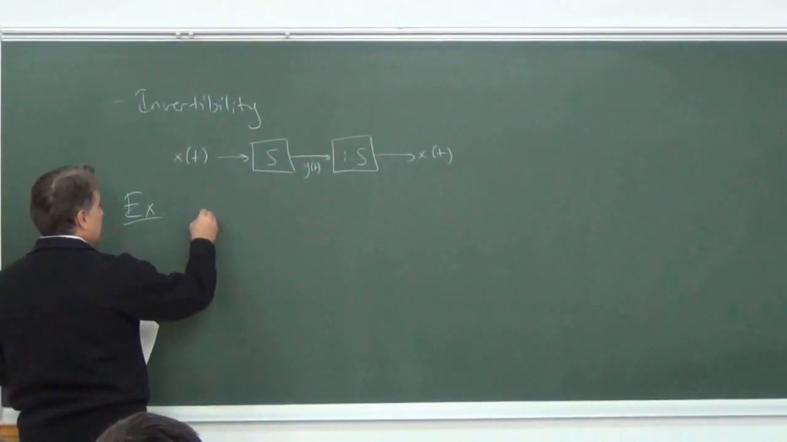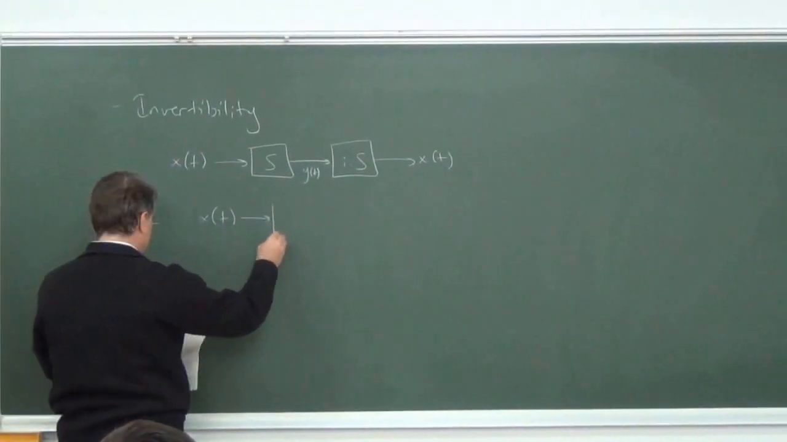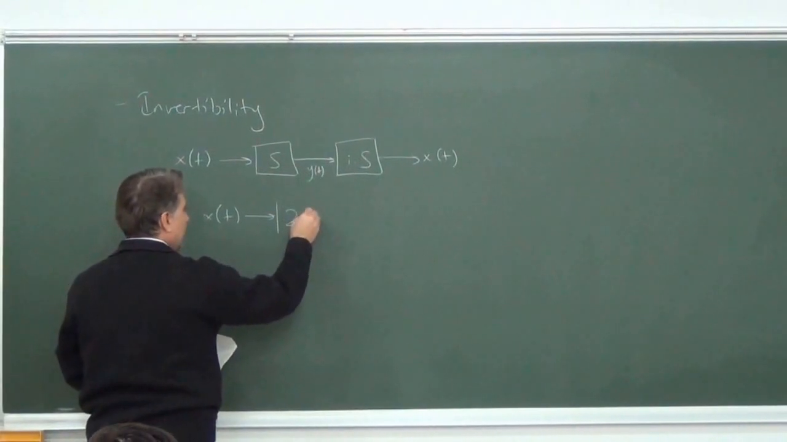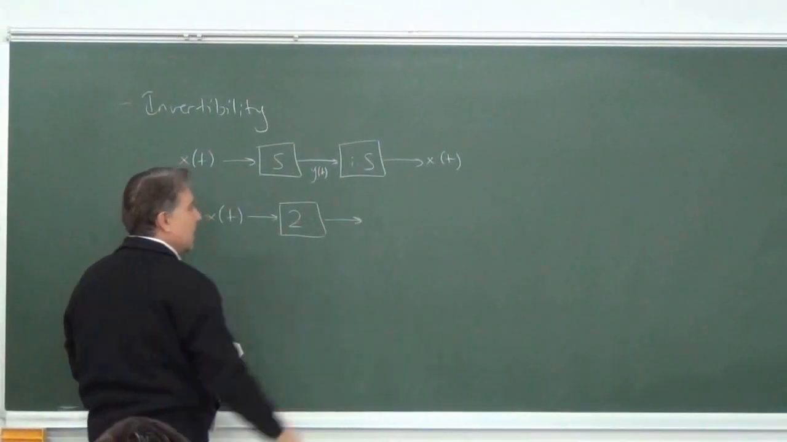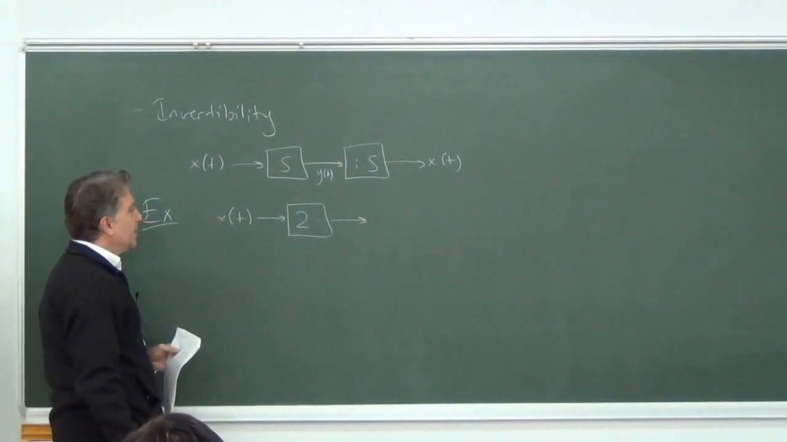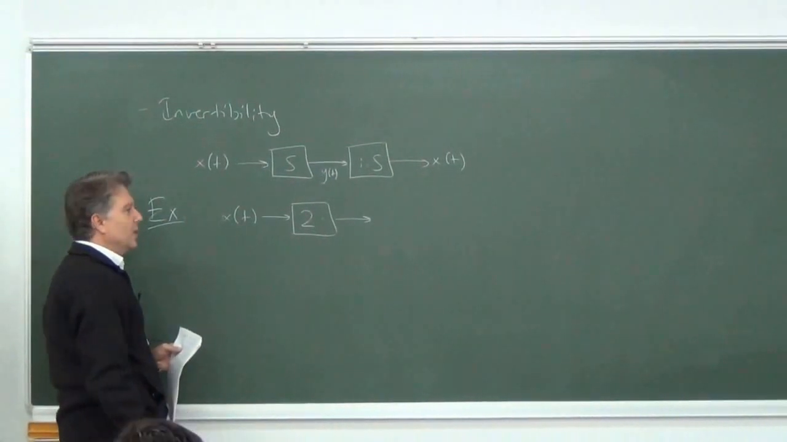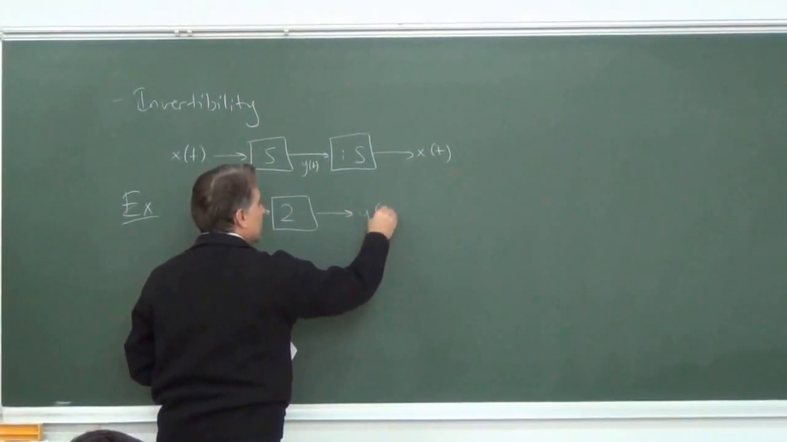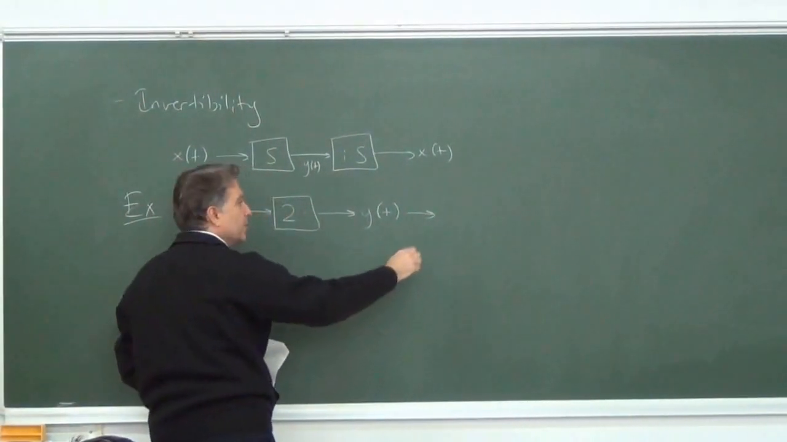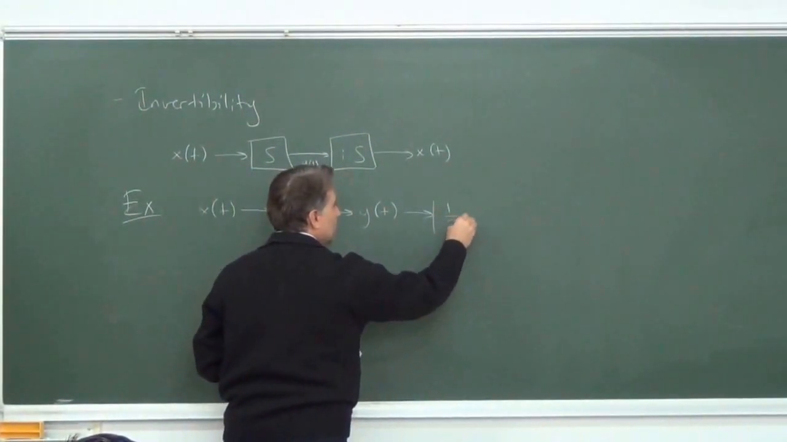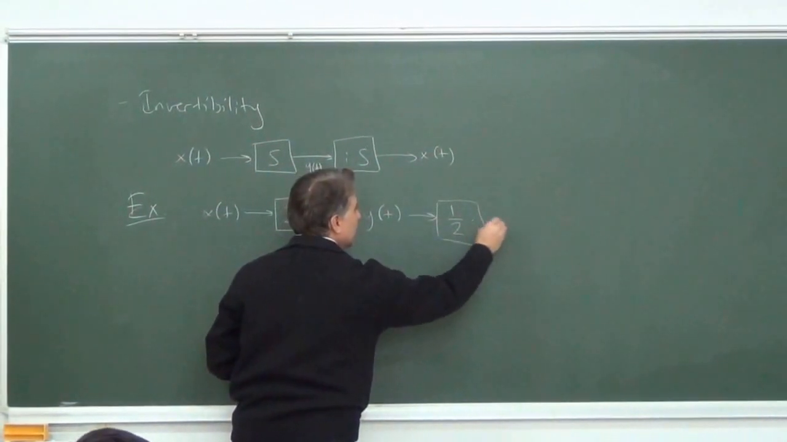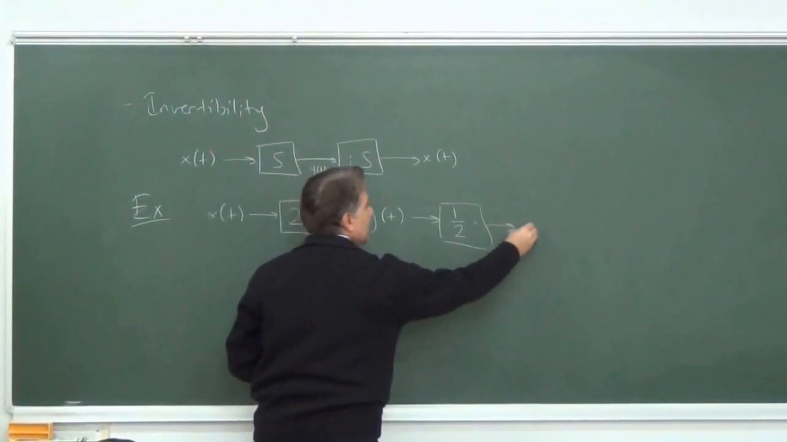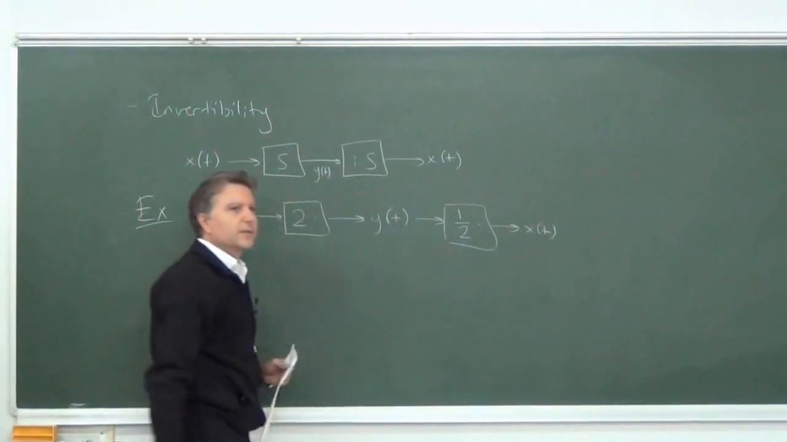But this thing is an amplifier. It multiplies the input by 2, and this dot is the replacement of the input, and the output y of t is of course invertible, because you can multiply by a half in the next step to get back to x of t. That's a trivial example.